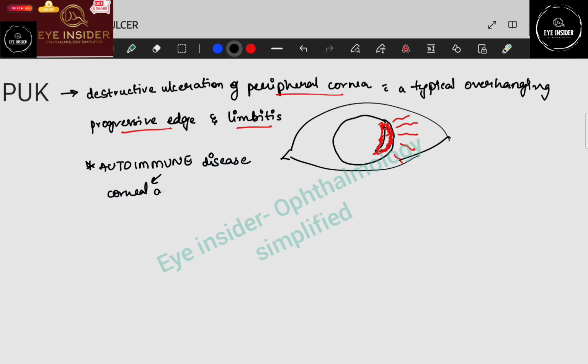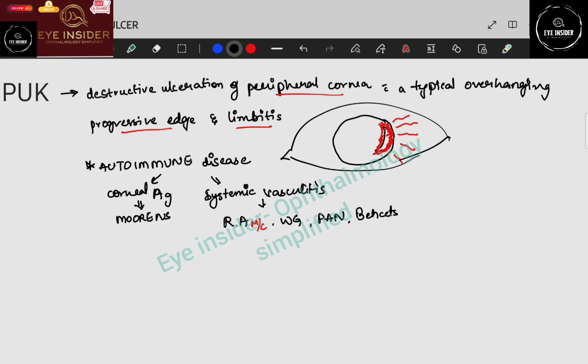We can have autoimmunity to corneal antigens, such as in Mooren's ulcers, which we will discuss in detail at the end of the class, and systemic vasculitis such as rheumatoid arthritis, which is the most common cause of PUK identified, and Wegener's granulomatosis, polyarteritis nodosa, Behçet's, SJS, etc.